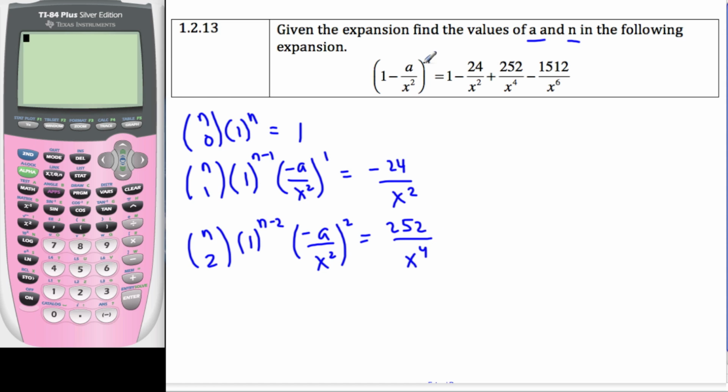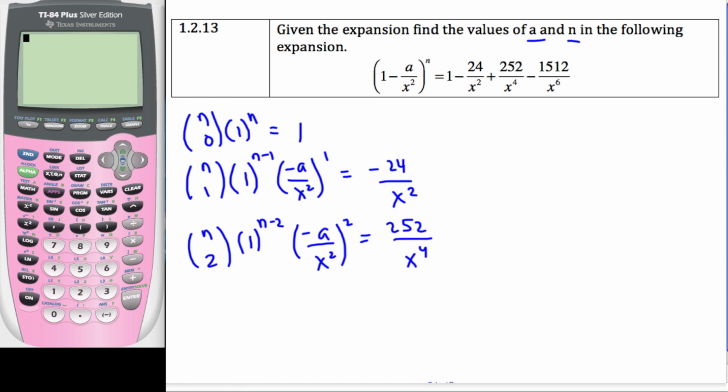And we have two unknowns here, a and n, so we only need two equations. This first one isn't going to help us because it's just going to be 1, but we should have two equations here, and that should be enough to solve the question. The last one you can use to check your answer if you like.